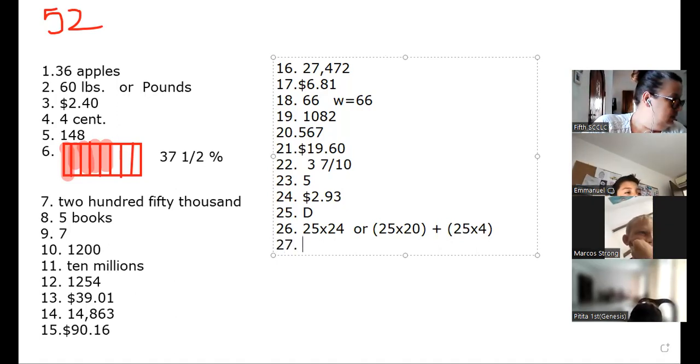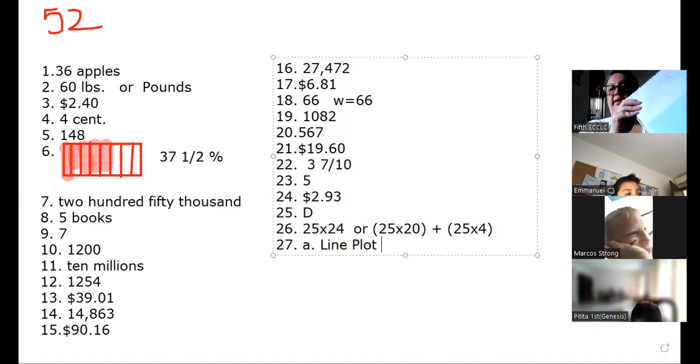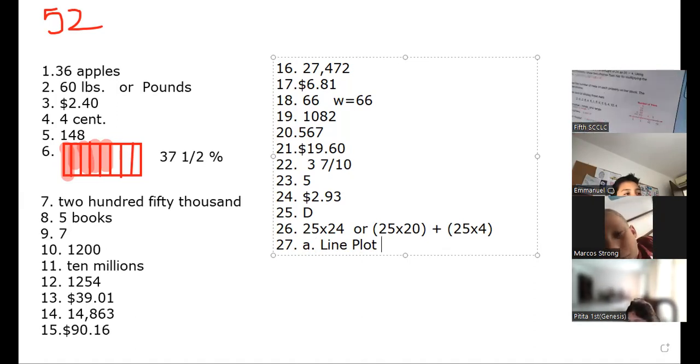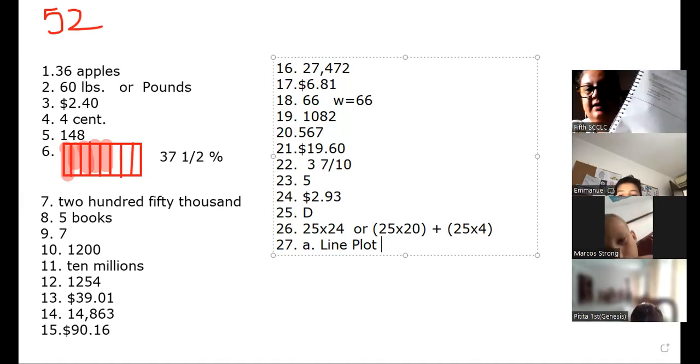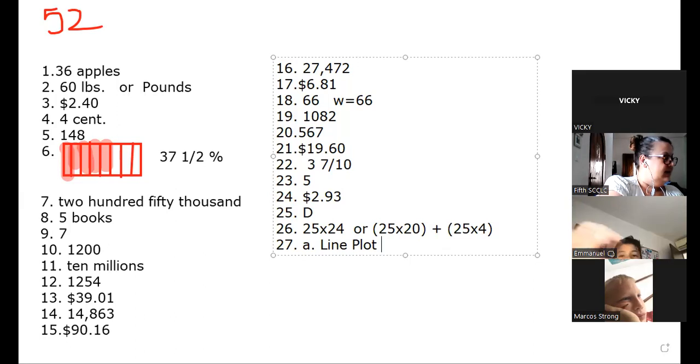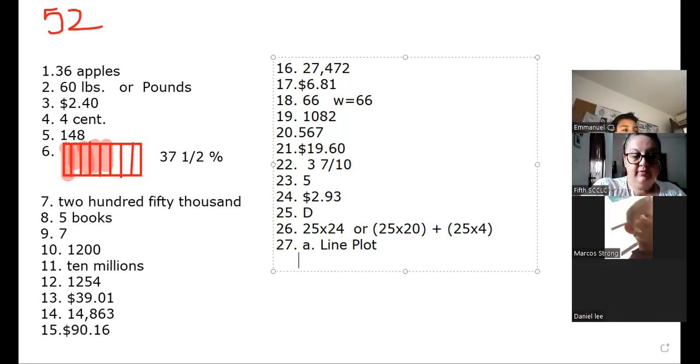27, 27A, you needed to make a line and plot the data. I'm not gonna write it all out for you because it'll take too long. But you needed to do a line plot, like we did in class. I'm gonna hold it up to the screen so you can see real quick what it should have looked like. Okay, it needed to look something like this. If you did something different than that, then it's not correct. That's A. B, the median would have been 4.5. Emmanuel, you have a question?